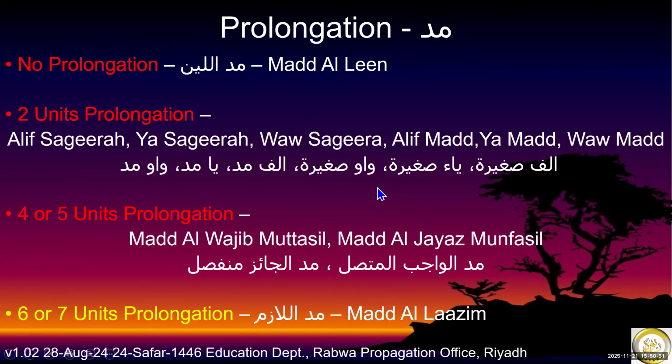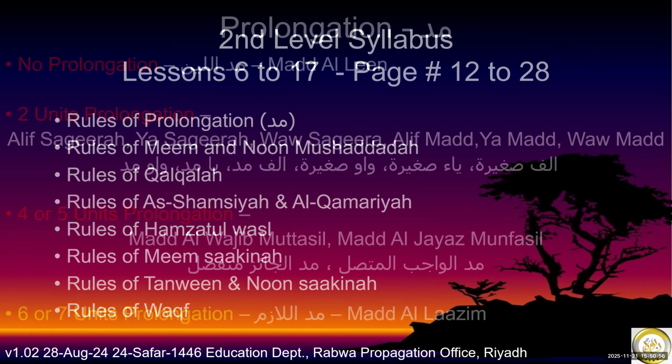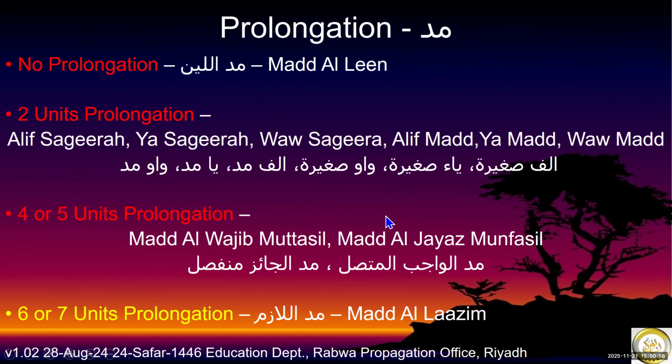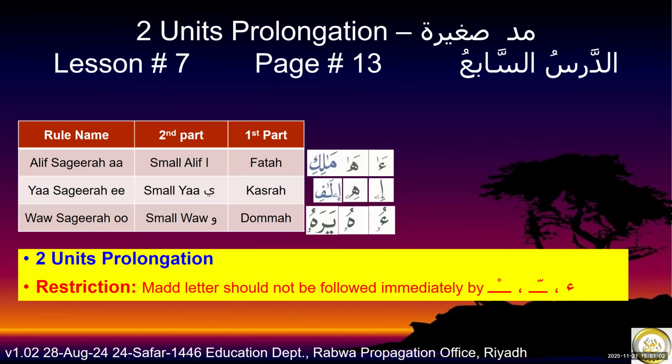The application is the same. We studied these rules with different examples and how they work. First of all, there should be a fatha followed by alif sagira on any of the letters. This is called the alif sagira rule. Kasra followed by ya sagira is called the ya sagira rule, and dhamma followed by vav sagira is called the vav sagira rule.